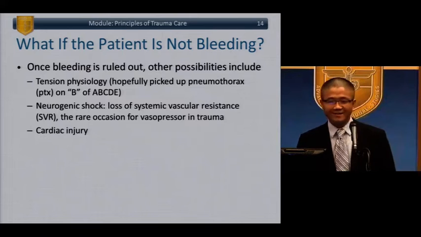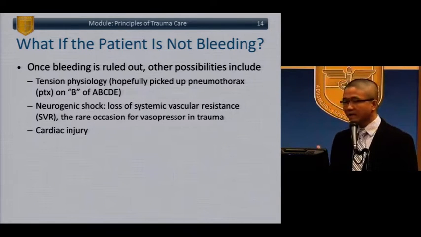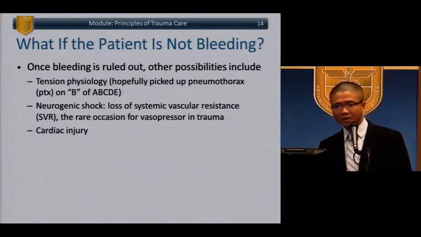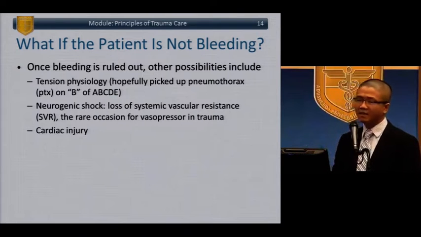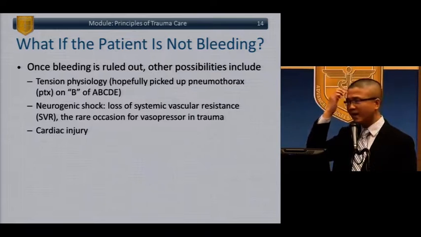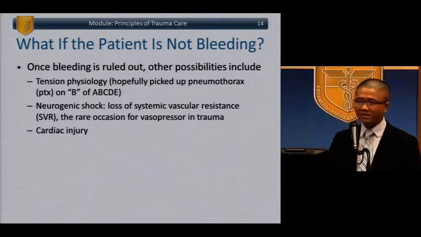This is always a difficult question, right? These are the non-responders. I'm giving them blood and they're not responding, and I don't know why they're still hypotensive. I've done my EFAST, I got my chest X-ray. There's no discrepancy in the size of the thighs. There's clearly no scalp hematoma. Why are they still hypotensive?